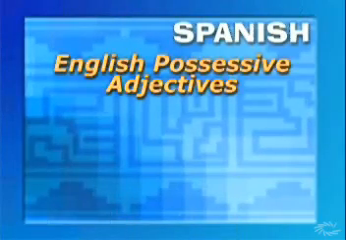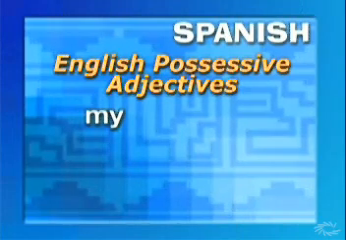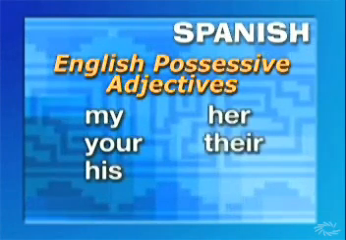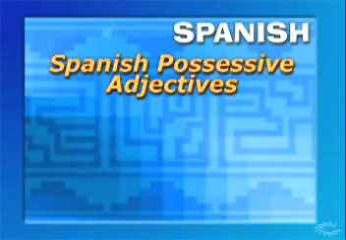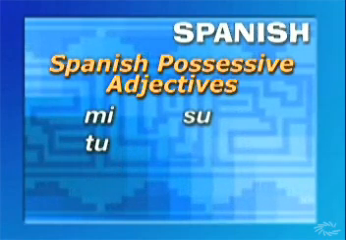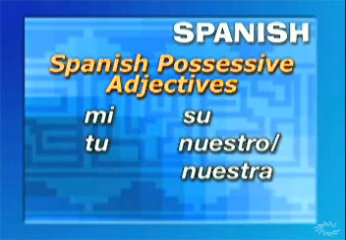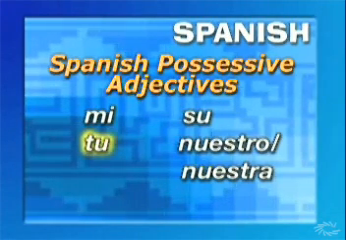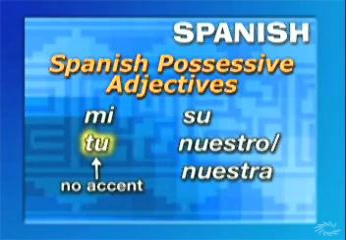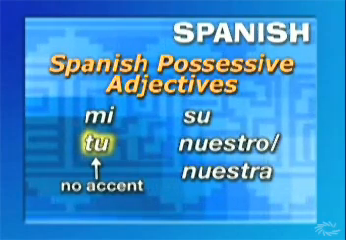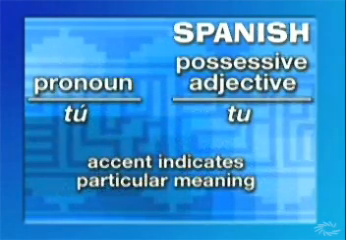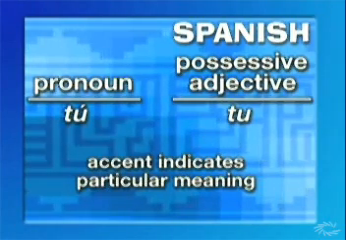I am a possessive adjective, and this is my stuff. You may not use it, so do not ask. In English, the possessive adjectives are words like my, your, his, her, their, and our. In Spanish, they are mi, tu, su, and nuestro or nuestra, and the plural forms of these. Notice that the possessive adjective tu does not have an accent over the u like the pronoun tú does. This is a case where the accent indicates particular meaning rather than a particular pronunciation.